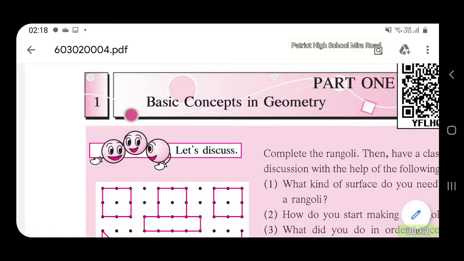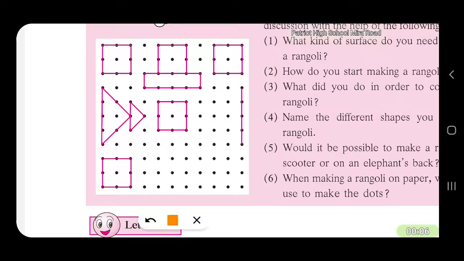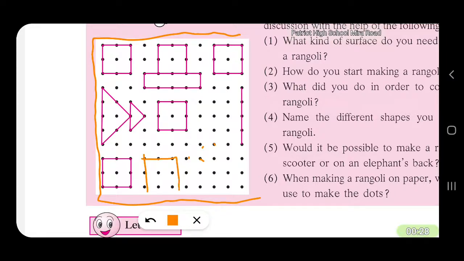Basic concepts in geometry. Here you can see in this white rectangle, there are dots. And the Rangoli artist makes use of such dots in order to draw certain figures. Now he can draw a square like this, or he can draw a triangle like this.